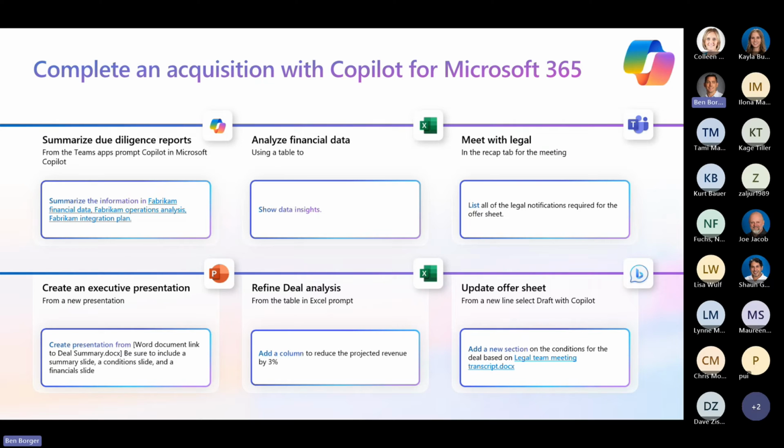In Excel, we'd use the Show Data Insights built-in prompt to quickly graph and visualize that data. In Teams, we'd ask for a list of any legal notification that's required for the offer in the meeting recap tab. In PowerPoint, we create a new presentation looking for a link to the deal summary and requesting some specifics in terms of what slides to include. And in Excel, we can add a column with revenue projection adjustment.